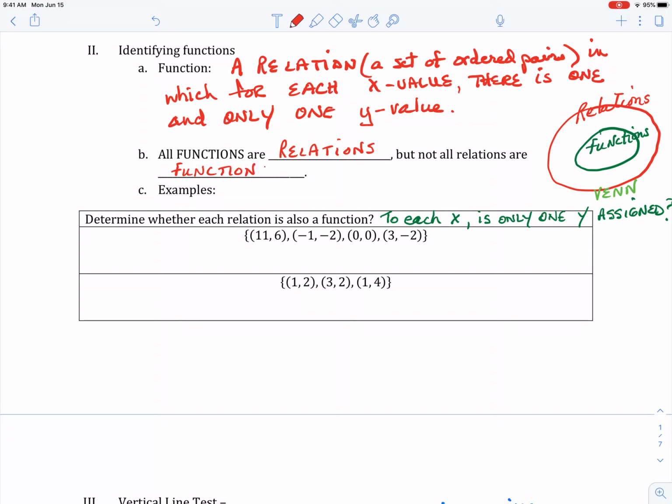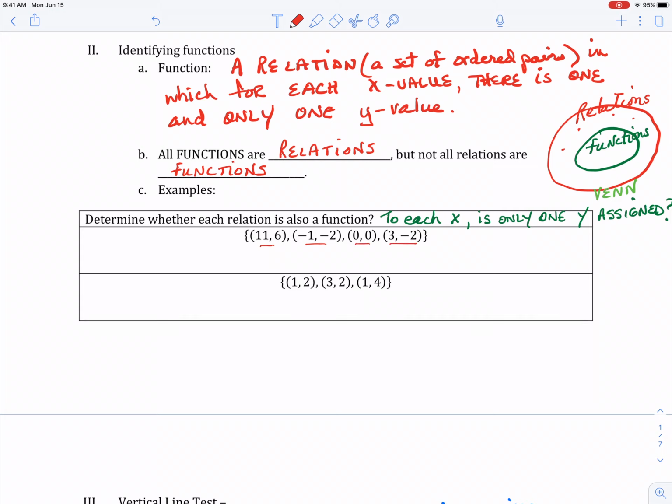So you can see over there in my circle, I might have some things out here that fit the definition of relation, but they don't fit the definition of a function. So here are a couple of examples for us to try. We're supposed to decide whether this relation, this set of ordered pairs, also fits the definition of a function.